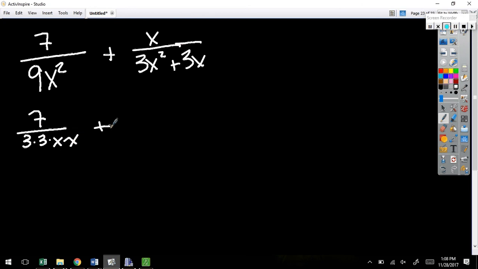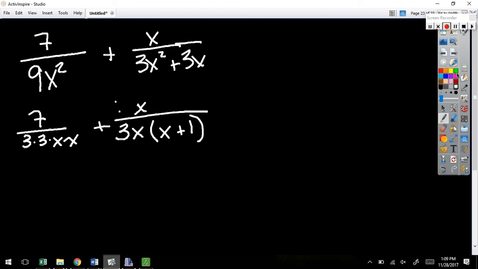Plus x over 3 times x plus 1. Come on, guys, don't leave me hanging on the easy ones. All I did was factor. I took a GCF out of the bottom of the second one, and I just rewrote the first one in prime factorization. Does that confuse anybody?